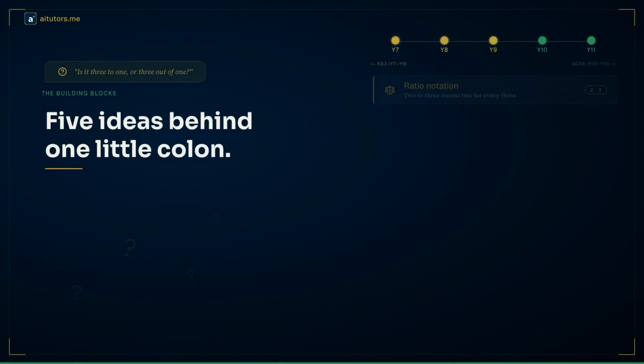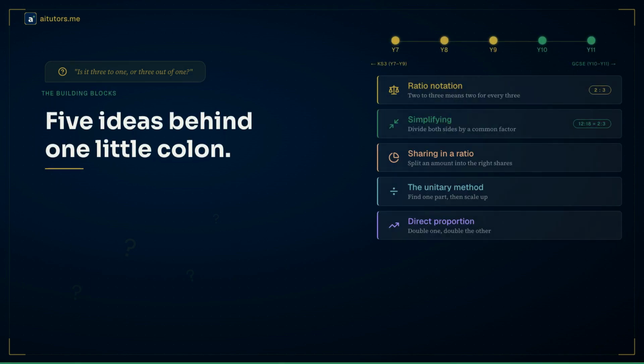Ratio and proportion are everywhere your child looks. They live in recipes, in mixing a drink, in reading a map. Yet in Year 8, they trip so many students up because a few small ideas all hide behind that little colon. Sort out 5 of them, and the whole topic starts to make sense.